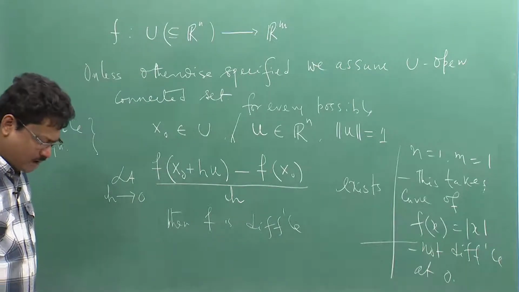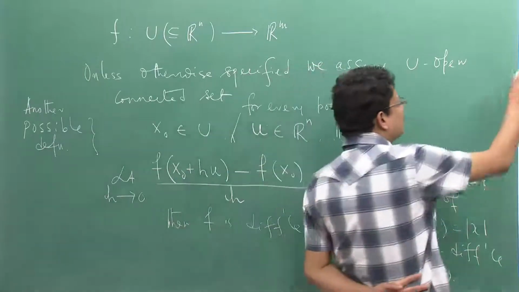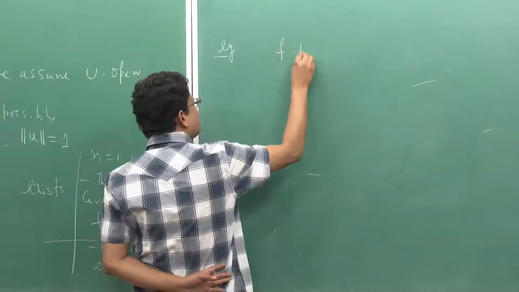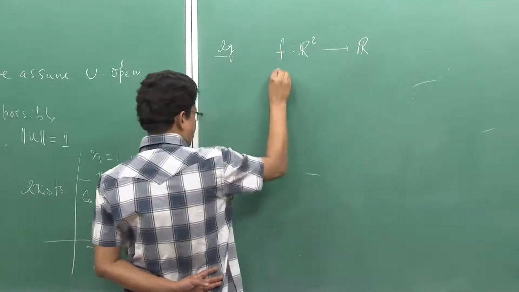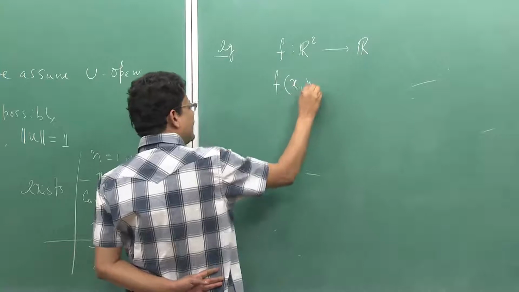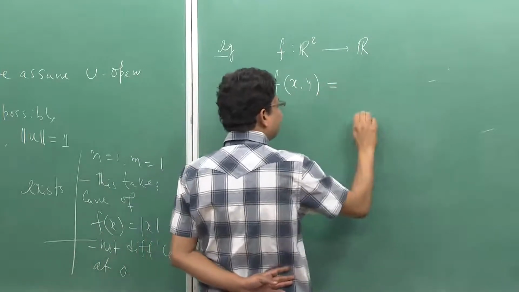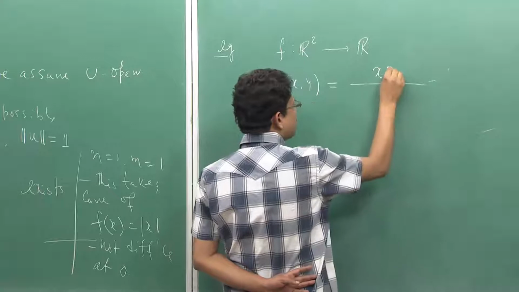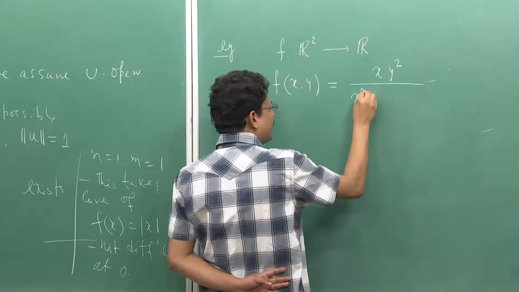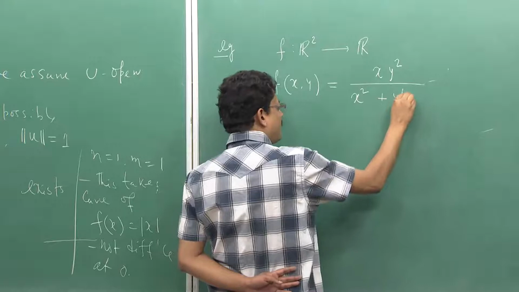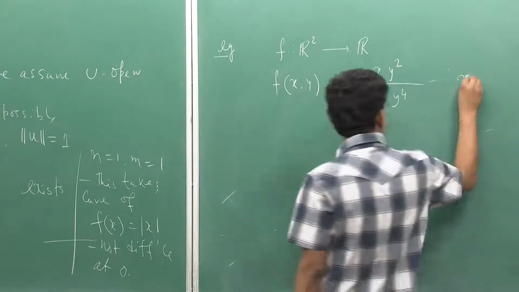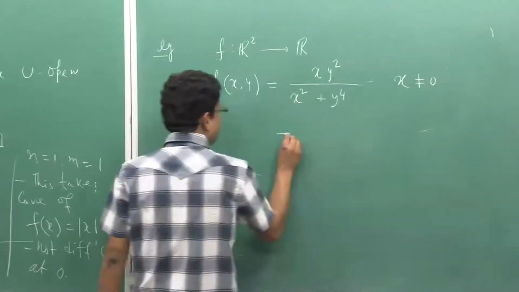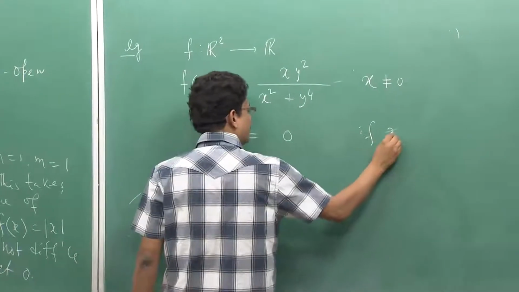Okay. But let me put another example here. Let us say f from, very simple one, R2 to R. Let me recall f of (x, y) equal to, let us say, x y square over x square plus y power 4. I think this will work, where x not equal to 0, and 0 if x equal to 0.